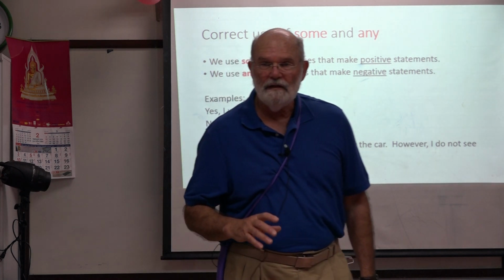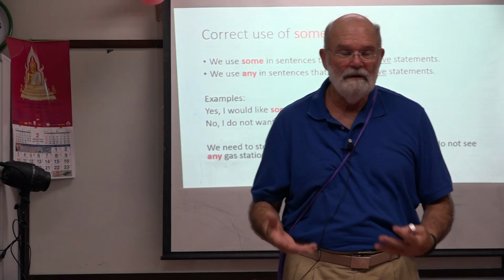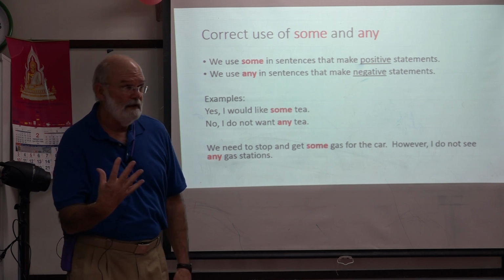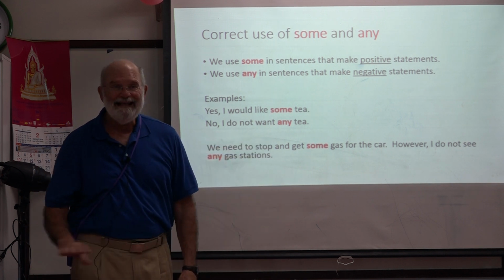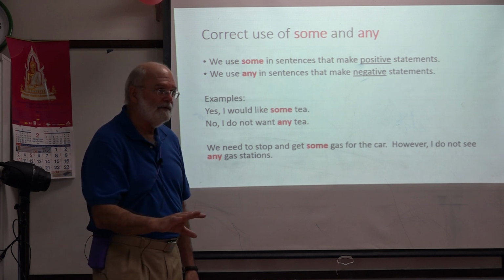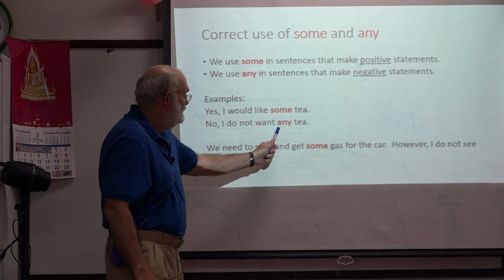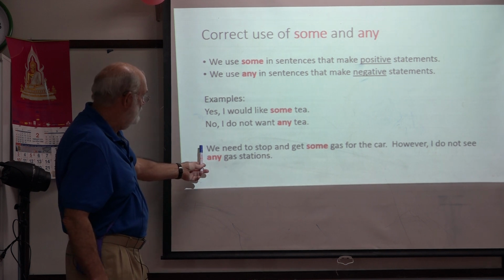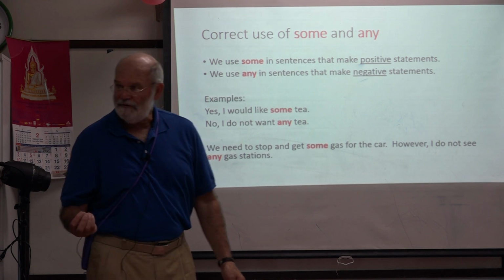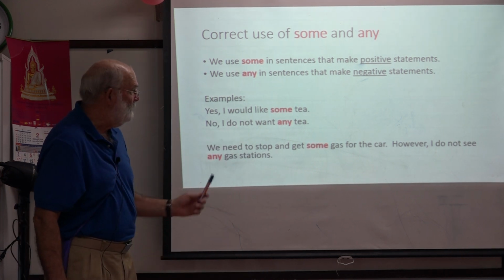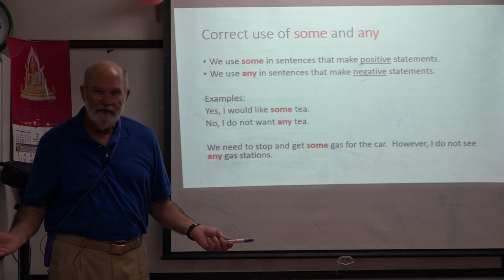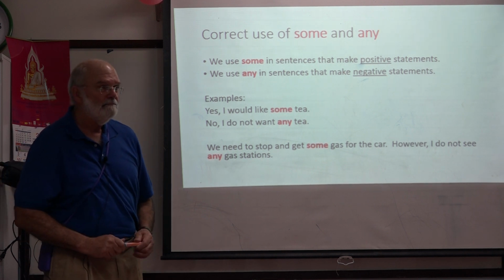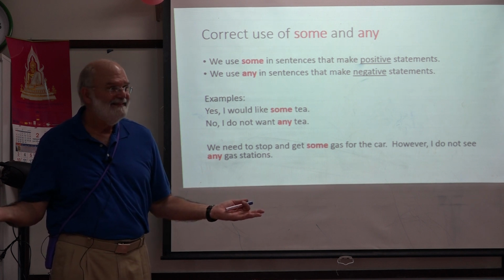We use any when we're making a statement that is negative, when we're saying we don't have something. So, yes, I would like some tea. That's a positive statement. No, I don't want any tea. We use any when we're making a negative statement. To put this in a couple of sentences together, we could say, we need to stop and get some gas for the car. However, I do not see any gas stations. So some, we use in a positive statement. Any, we use in a negative statement. That's all there is to it. That's easy.